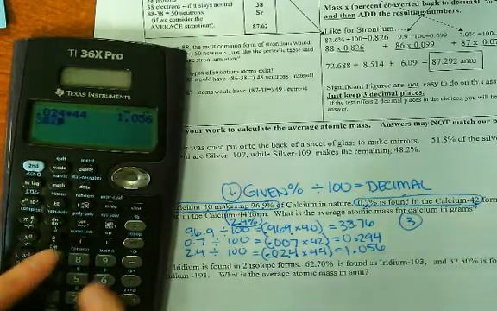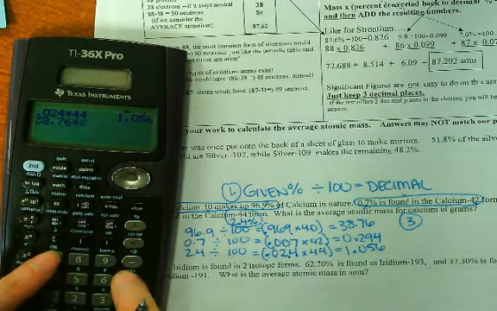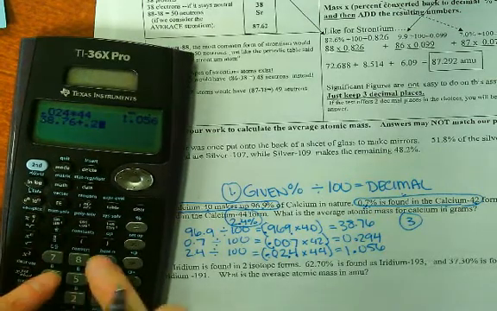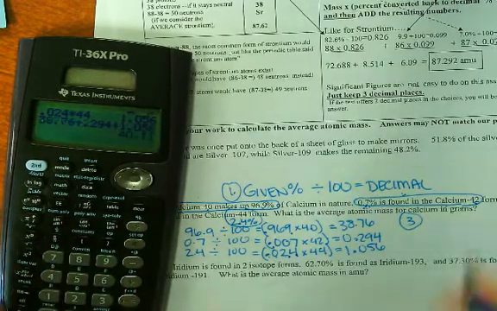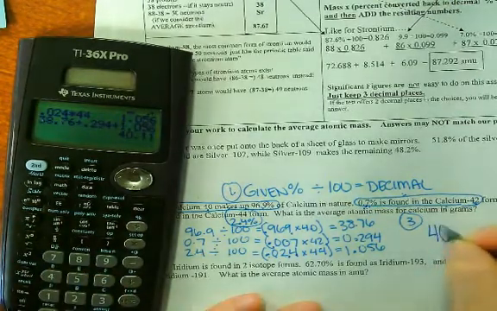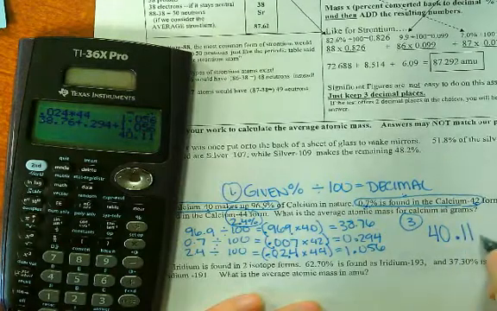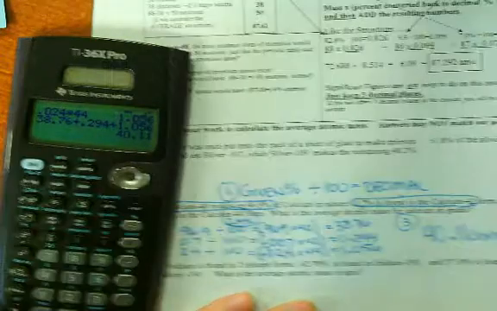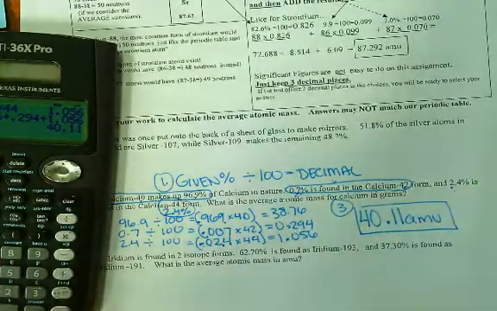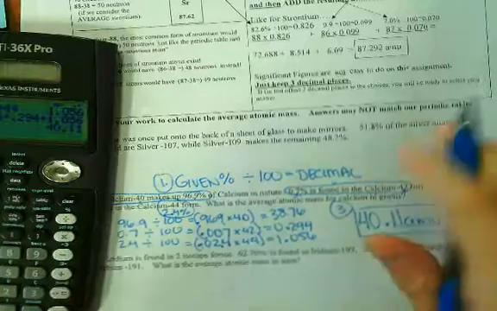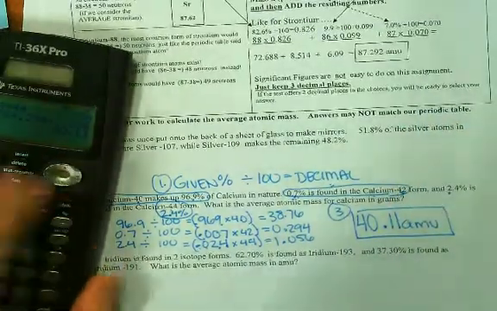So I will go 38.76 plus 0.294 plus 1.056. My average atomic mass will be 40.11 AMU. So AMUs are always going to be your units for mass of atoms. We're going to go like that, box in your final answer, just like they show you up here.